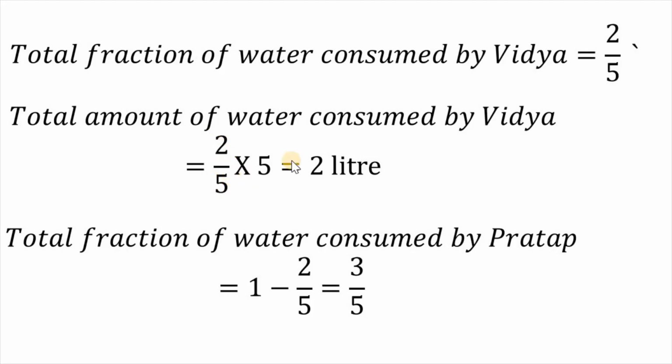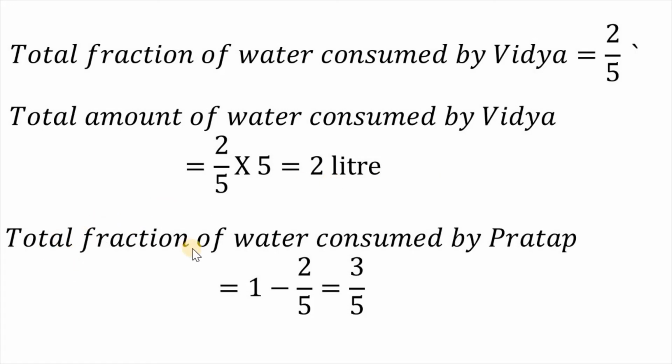So 2/5 into 5, what you need to do is simplify it. You know that you can just cancel out the 5 in the numerator and in the denominator as they are both getting factored out by themselves. So 5 ones are 5, 5 ones are 5, 2 into 1/1 is equal to 2 liters. The total amount of water consumed by Vidya is 2 liters.